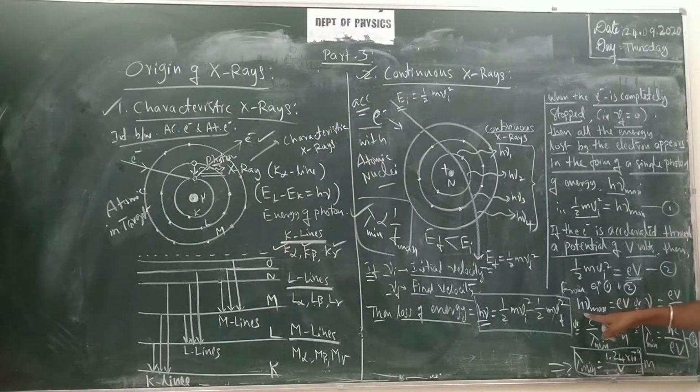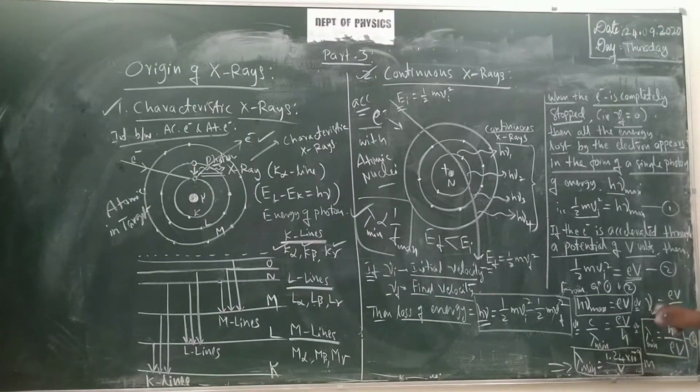So h nu maximum is equal to eV. By comparing equations 1 and 2, you get h nu maximum equals e into V, or by cross multiplication, nu maximum is equal to eV by h. Nu is the frequency, as I said. As the frequency is maximum, the corresponding wavelength is minimum, right?